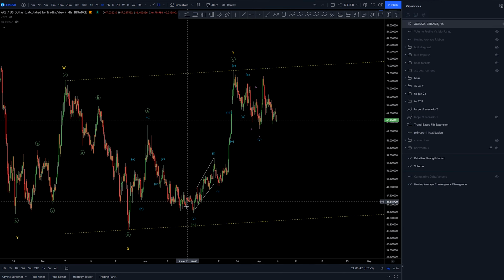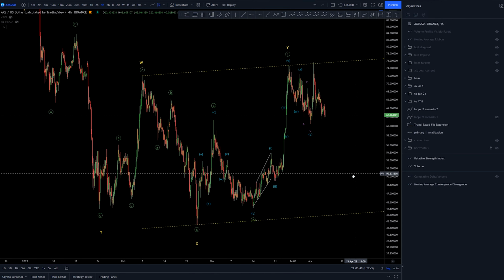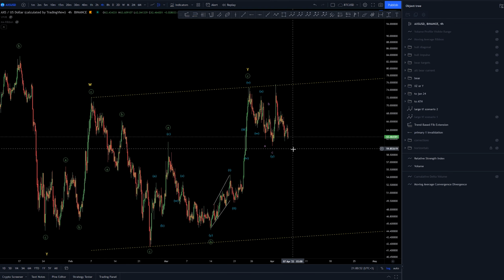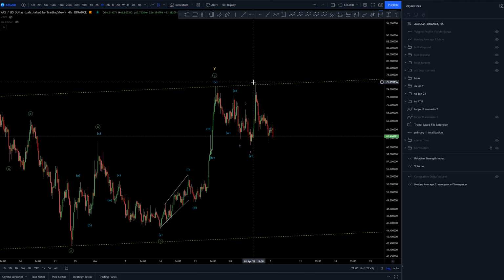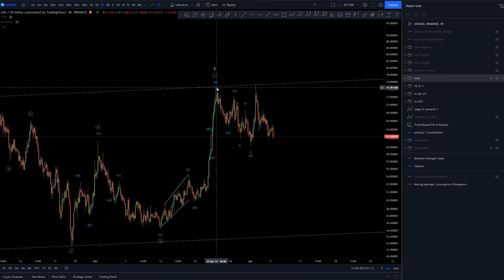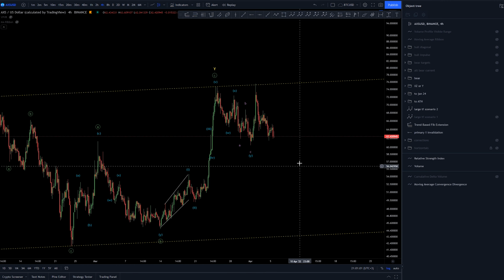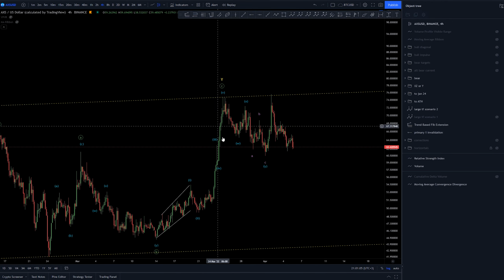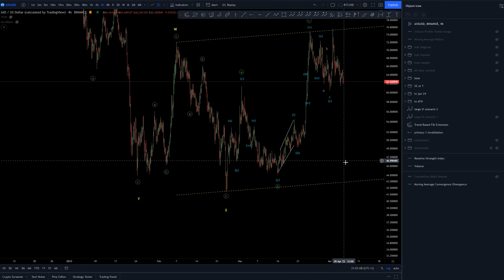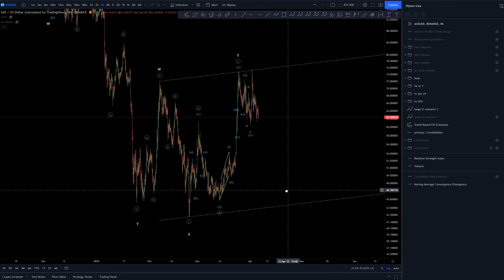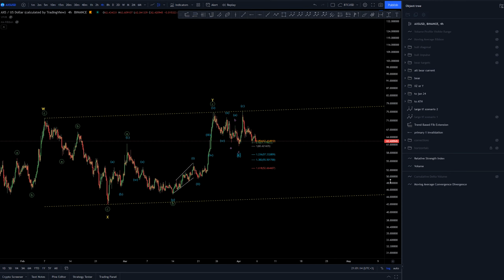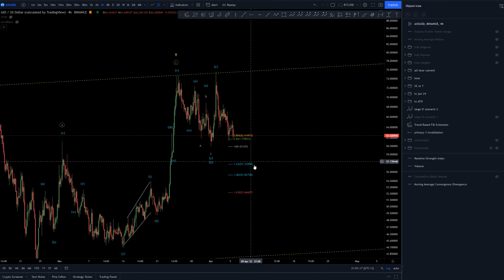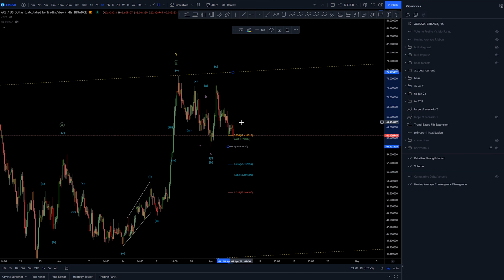Now again, this brings ABC to Y, and it looks like we're still doing this kind of correction three-wave structure here. This here is actually higher than this point here, so we can't have any kind of impulsive structure here anyways. But yeah, that is the current outlook on this bearish scenario. Here's some targets that we can look for in the near future on this one.